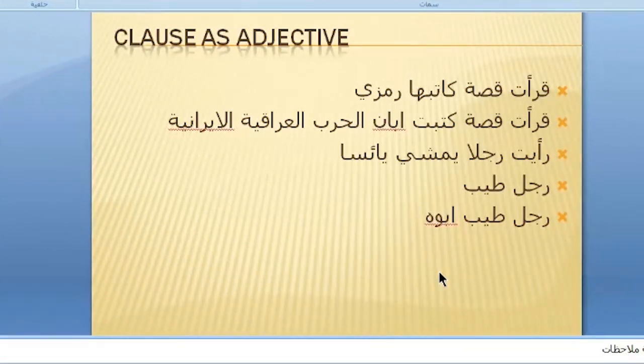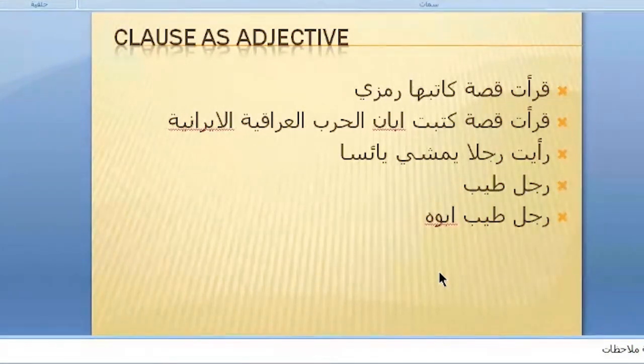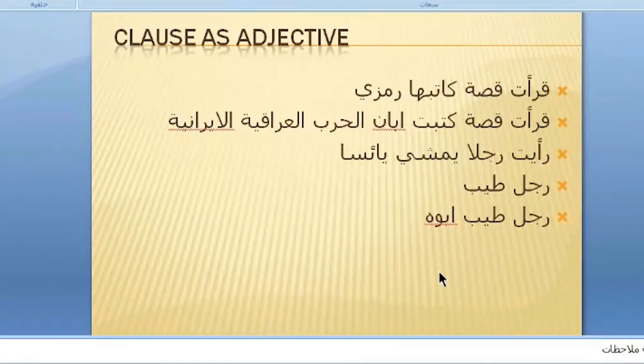نعم. قرأت قصة كتبت إبان الحرب العراقية الإيرانية. قرأت قصة نفس البداية الأولى لكن هنا عندي كتبت فعل، هنا جملة فعلية مو جملة اسمية. كتبت إبان الحرب العراقية الإيرانية. أيضا نفس الشيء أقول I read a story which، لاحظوا ضمير وصل which تعود على القصة لأنه غير عاقل. which was written كتبت مبني للمجهول، which was written during the Iraqi-Iranian شنو war.